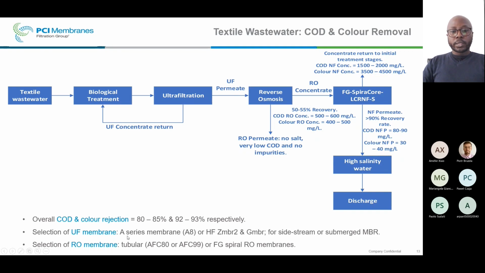As explained previously, we have a number of membranes that we can supply from PCI Membranes. So basically, either looking at the A series membrane that could be used as a side stream MBR, or selecting hollow fiber membrane itself for the submerged MBR systems. As well, a selection of reverse osmosis and nanofiltration membranes are available for these processes. So we could either be looking at a tubular configuration, so talking about AFC 80 or AFC 99, or we could be talking about the spiral membranes reverse osmosis available from PCI. Same applies as well for the nanofiltration membrane.